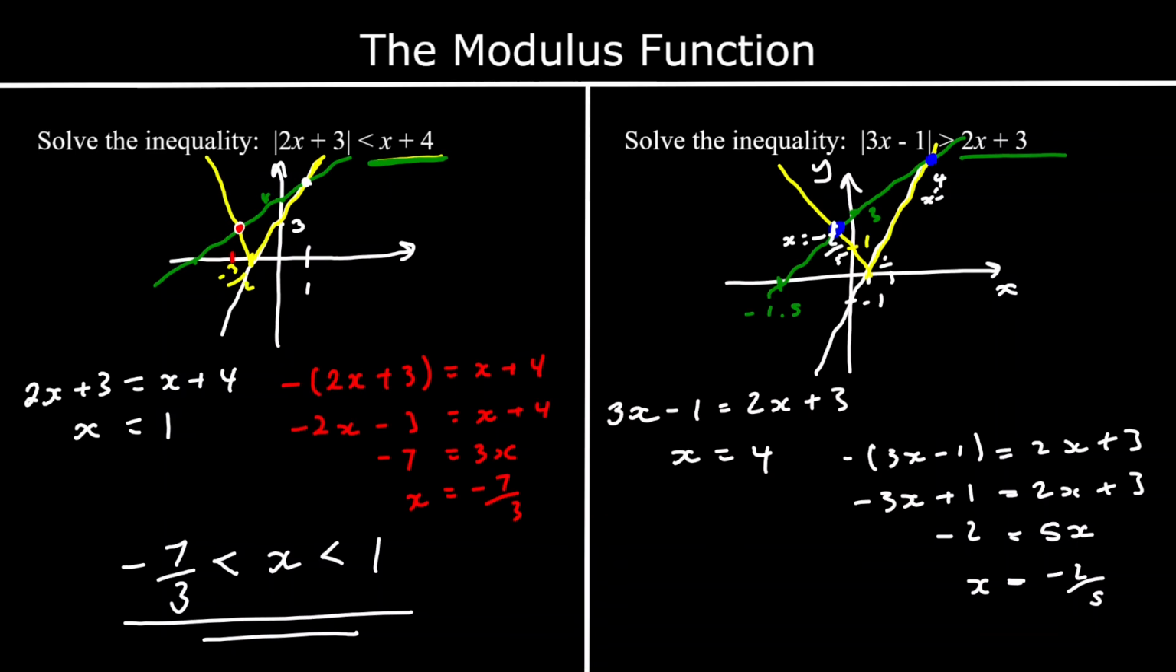So where is our yellow line bigger? It's when x is less than minus 2/5 and x is bigger than 4.